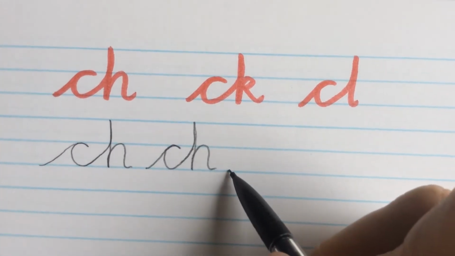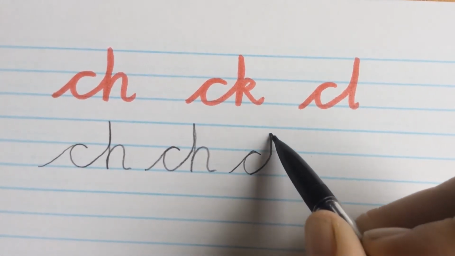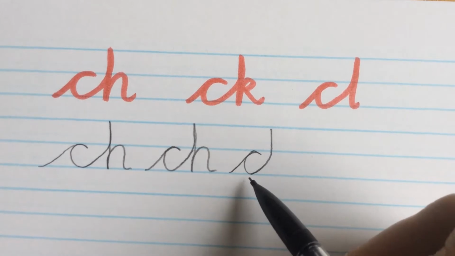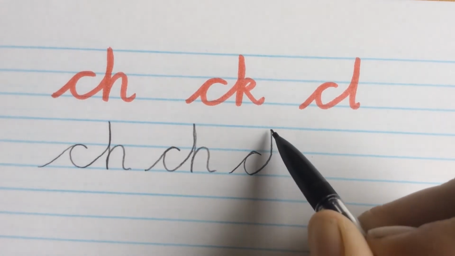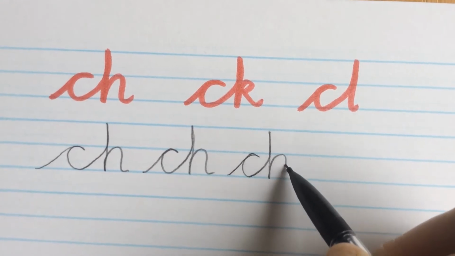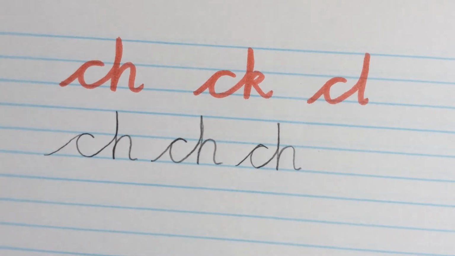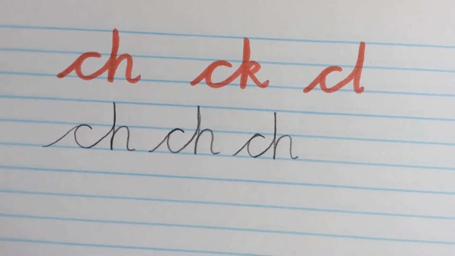Watch again, letter C. There's that diagonal and it goes straight up. So look how that line curves. It's diagonal and then it goes straight up, then straight back down, up and over. And it's exactly the same for the other letter combinations.